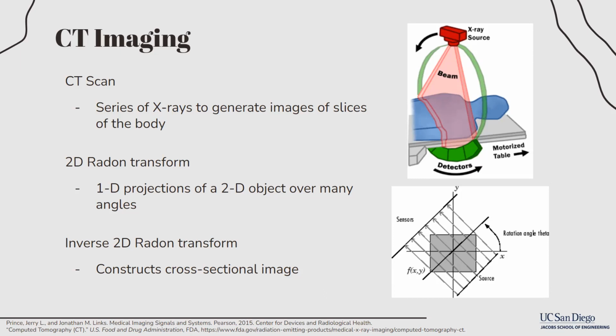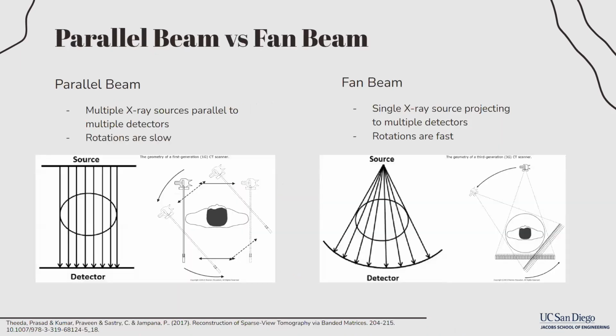This transformation across many angles is known as the 2D Radon transform, and we can collect all the projection data into a sinogram to visualize it. The inverse of the Radon transform is what produces the actual 2D cross-sectional image that we see above. The two types of reconstruction projections that we analyzed in this project were parallel beam and fan beam, and we will be comparing those to the original images.